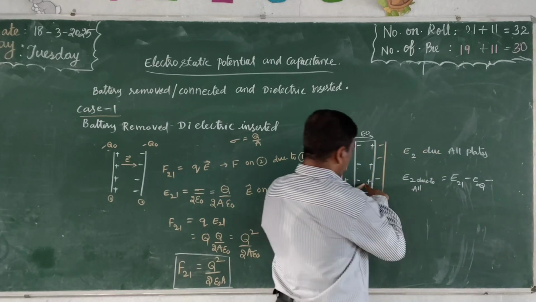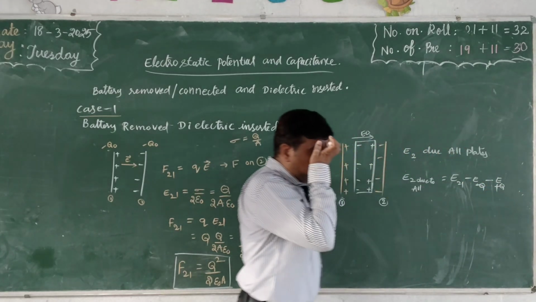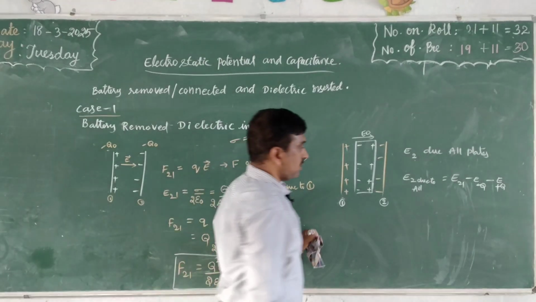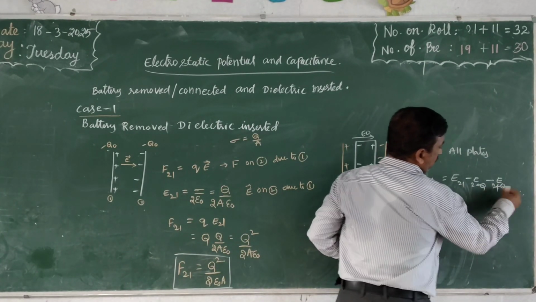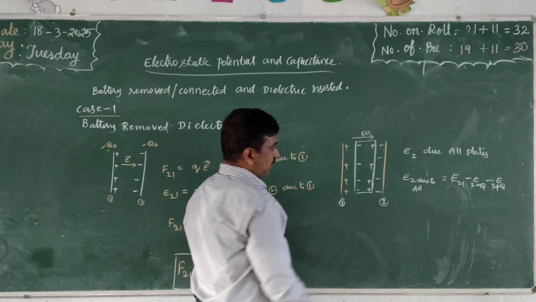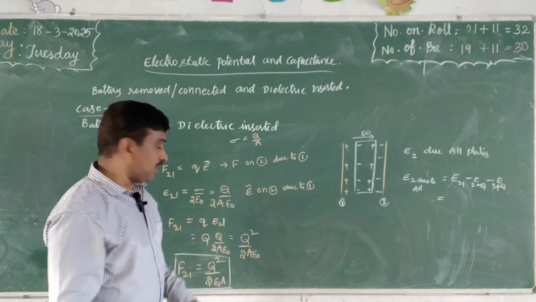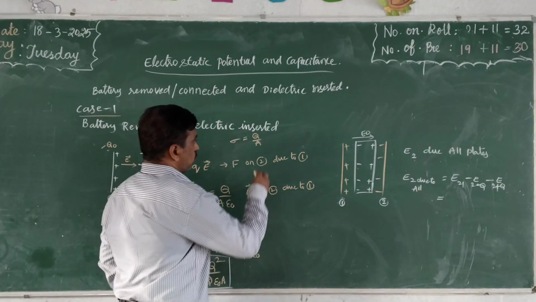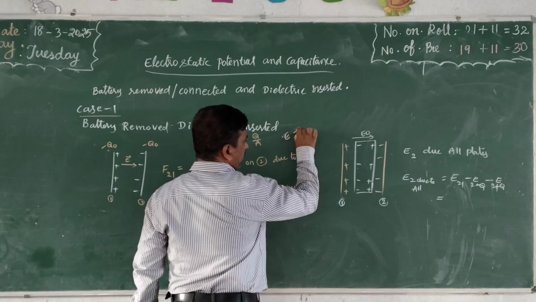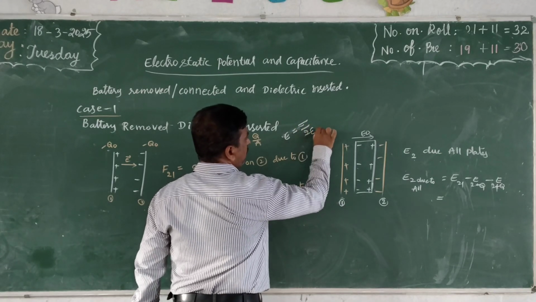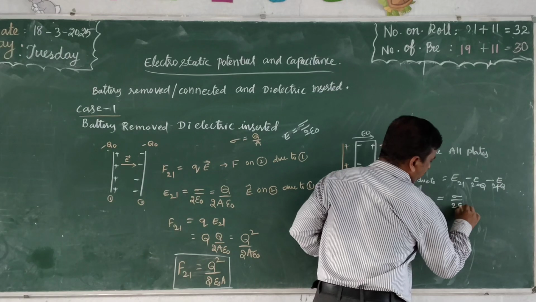What is the electric field due to plus q? That is the electric field on the second plate due to plus q. Electric field on plate 2 due to minus q, electric field on 2 due to plus q. We can write the electric field due to a single plate as sigma by 2 epsilon naught.